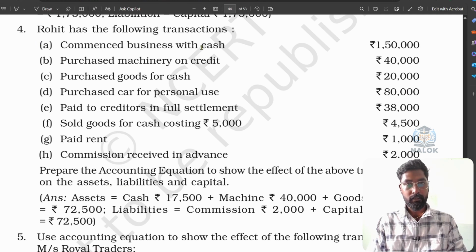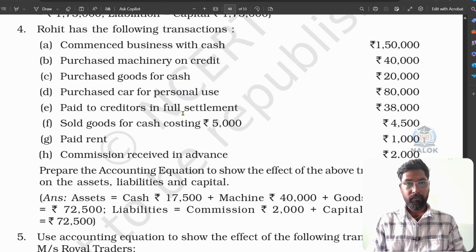Rohit commenced business with cash 1,50,000. So the cash comes under an asset. Then he purchased machinery on credit, so we have a creditor there. It's on the liability side. Purchased goods for cash, so we are increasing goods asset and decreasing cash. Purchased car for personal use. This is the drawing, so this is going to reduce the cash account as well as the capital account.